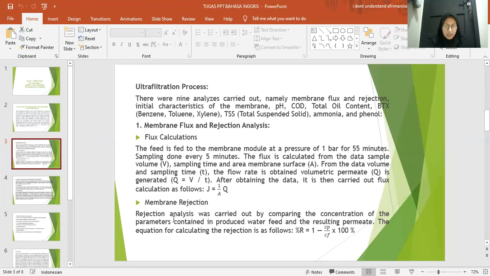Membrane rejection. Rejection analysis was carried out by comparing the concentration of the parameter contained in produced water with the result per minute. The equation for calculating the rejection is as follows: percent R equals 1 minus Cp over Cf times 100%.